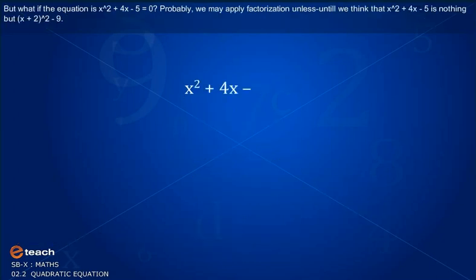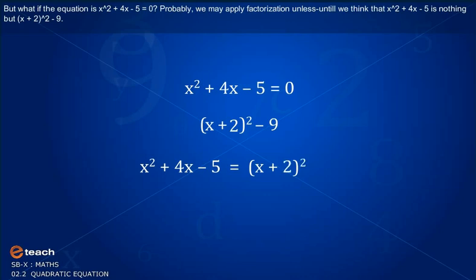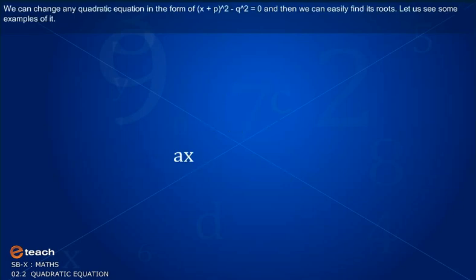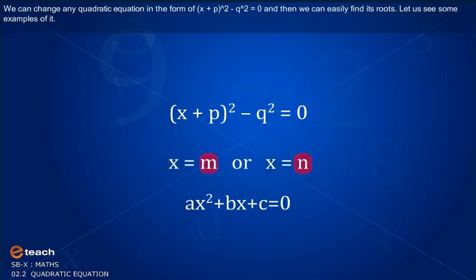But what if the equation is x square plus 4x minus 5 is equal to 0? Probably we may apply factorization unless and until we think that x square plus 4x minus 5 is nothing but x plus 2 whole square minus 9. We can change any quadratic equation in the form of x plus p whole square minus q square is equal to 0. And then we can easily find its roots. Let us see some examples of it.